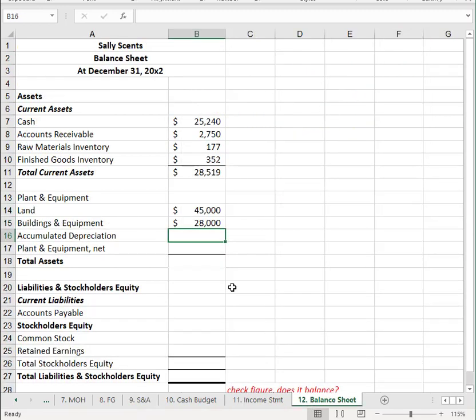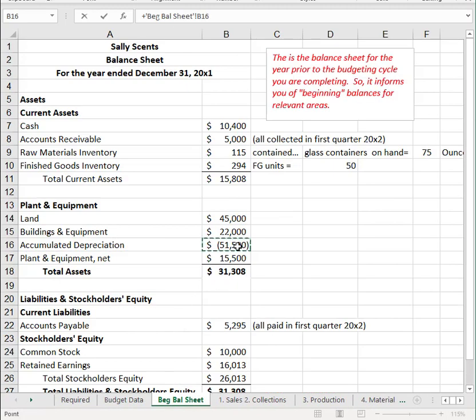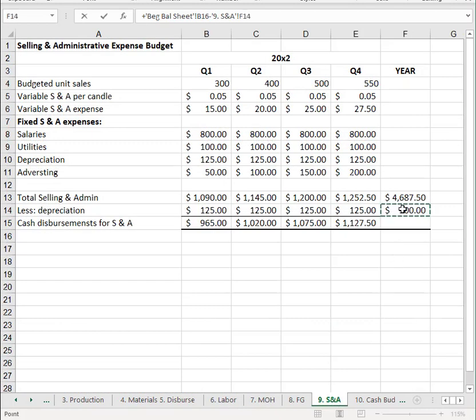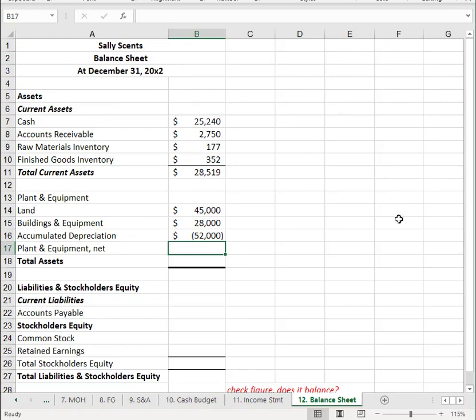Okay, so back to our budget. So here we go. Get our beginning accumulated depreciation minus, because it's a negative number and if we did plus, it would make accumulated depreciation go down. And of course, with additional depreciation, accumulated depreciation will go up. It accumulates. And then the net of those, property, plant, and equipment, is your $21,000.